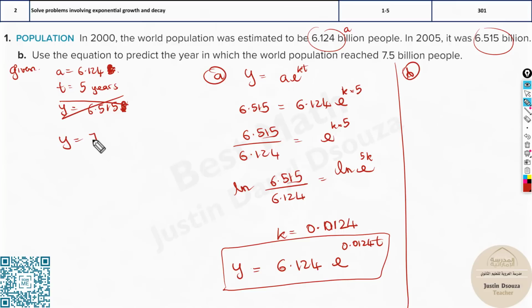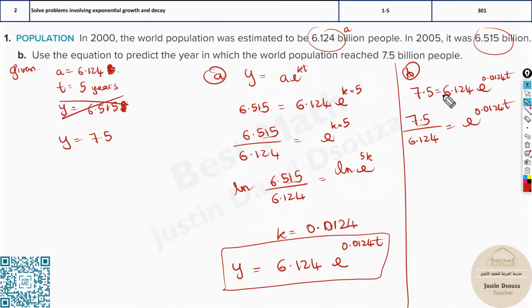Now the Y is given as 7.5 billion people. So they want to know when will it reach 7.5 billion people. All you do is use this, but instead of Y, I'll put 7.5 equals 6.124 e to the power 0.0124 times t. Now again, what do? Don't directly put this in calculator. Yes, you will get the answer, but just try to simplify a couple of steps. Let's take this to the other side. It'll be 7.5 divided by 6.124 equals e to the power 0.0124 times t.